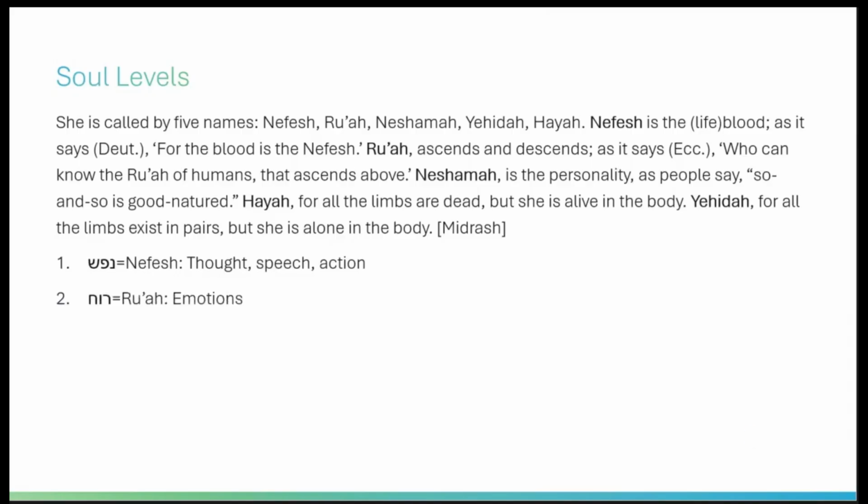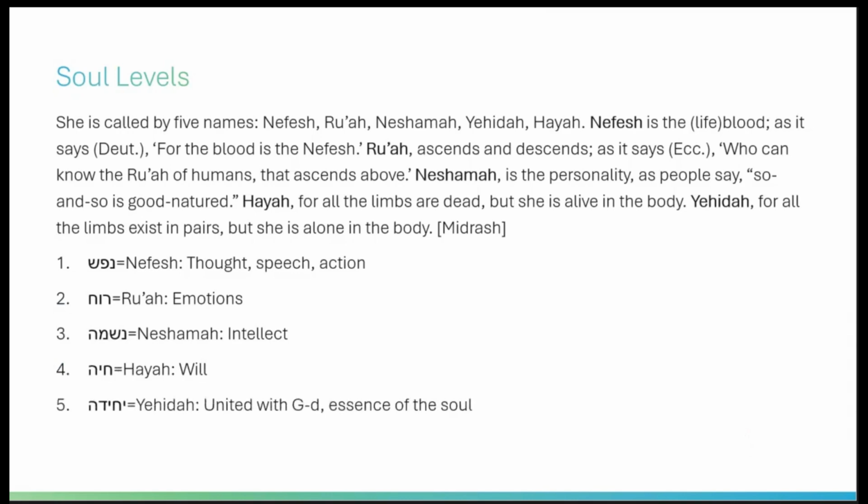Ruach is related to the emotions. Neshama is related to the intellect. Chaya is related to will. And Yechidah is like the essence, and is united with God. Yechidah means only, and it also has a connotation of unified with God.